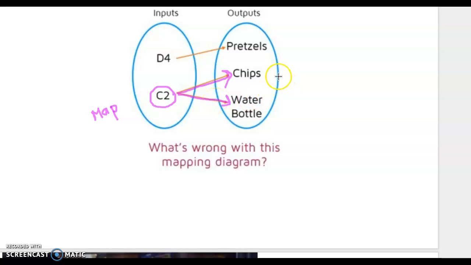I put in a C2. What if I get chips one time? But what if I'm really thirsty and I need a water bottle? So this will not work. So this is not a function. And that's how it is shown on a mapping diagram.